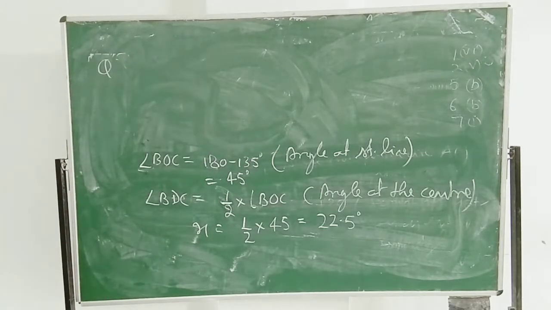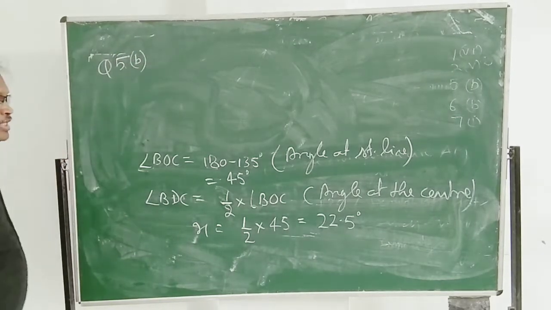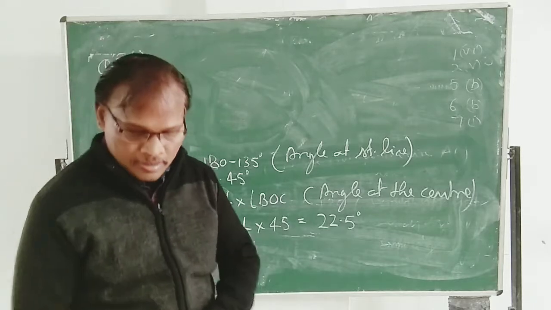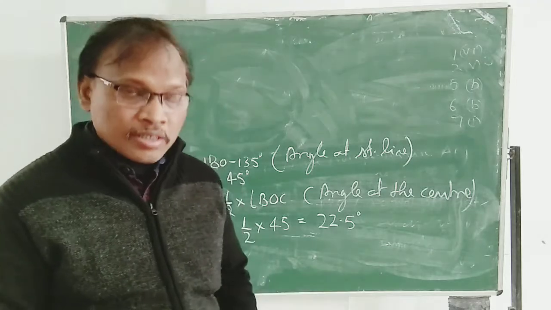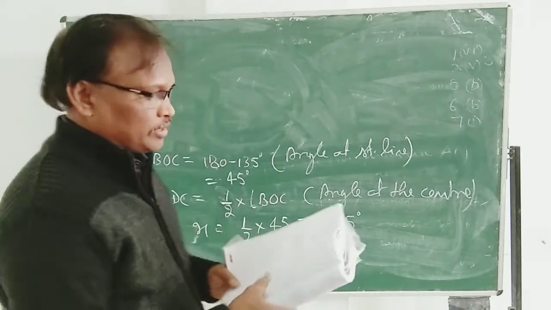Then question number 5b. Simply the angle at the center, angle from the same arc and angle from the diameter. बस यही तीन प्रॉपर्टी इसमें, in this exercise 15.1.